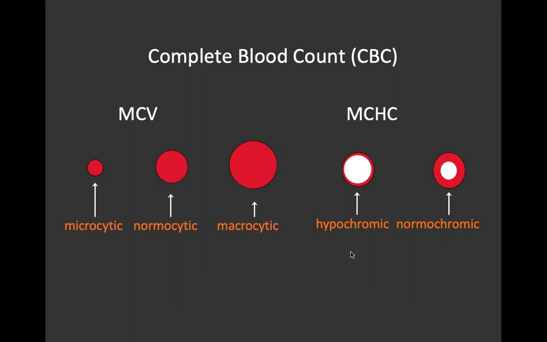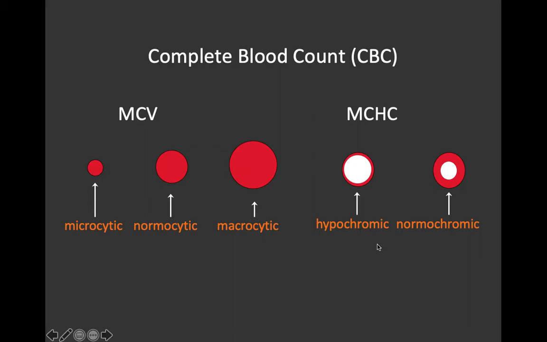So looking at mean cellular volume, this is about the normal volume or normal size of a red blood cell. So we call this normocytic. If the red blood cell is smaller than it should be, this is microcytic. And then a larger than normal size red blood cell is macrocytic.